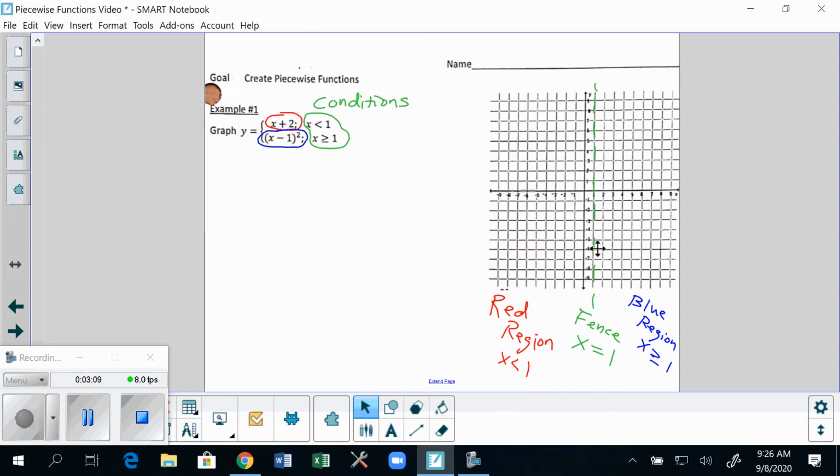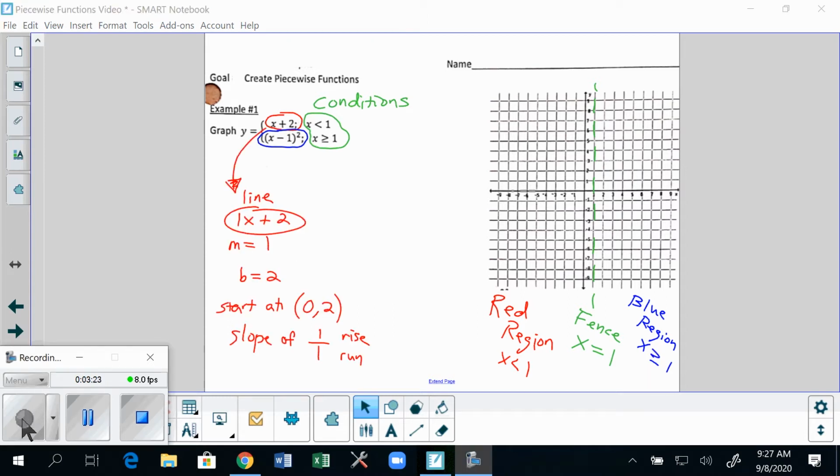Okay, I'm going to call it the red region. Everything to the left of this fence is where x is less than 1. That's called the red region. And then everything to the right of this fence, we're going to call the blue region. This is where x is greater than or equal to 1. So let's graph this red region first.